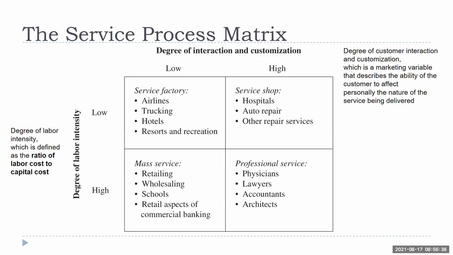This part is important. Let us try to understand the axis part, then we'll get into the examples. If you see on the left side, there is something called degree of labor intensity. What does it mean? Ratio of labor cost divided by capital cost. Labor cost is the day-to-day employee cost, electricity, all those kinds of facilities cost. Capital cost is the physical infrastructure, one-time big equipment, buildings and all those things. So labor intensity, at least when you are defining the service process matrix, has been defined as the ratio of labor cost to capital cost.